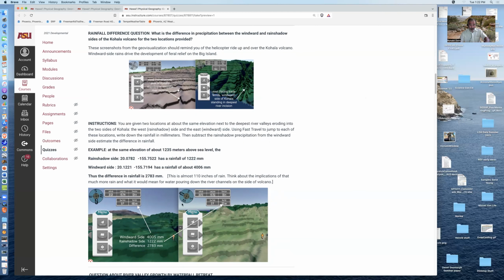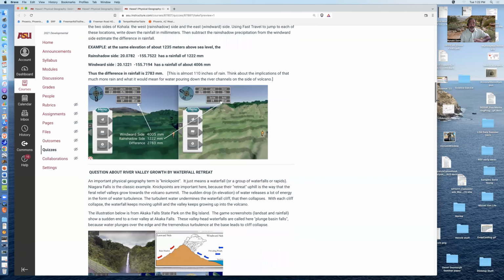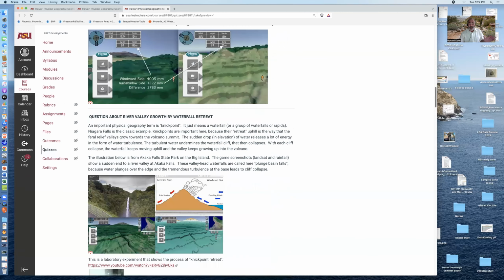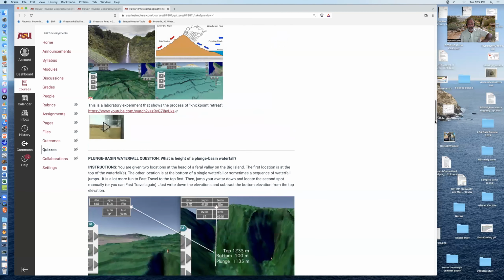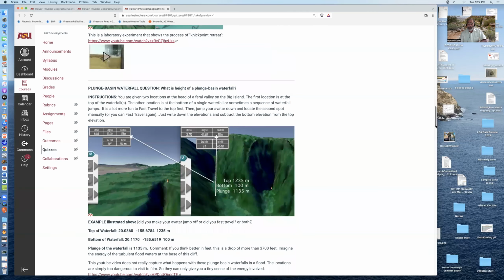So you visit the rainy east side and the dry west side. You study the precipitation differences at the same elevation. That's the first question. And then you get the idea that these valleys are made back up into the volcano by the retreat of waterfalls, that when a waterfall plunges over a giant cliff or a pali, it's eroding at the base of the waterfall.